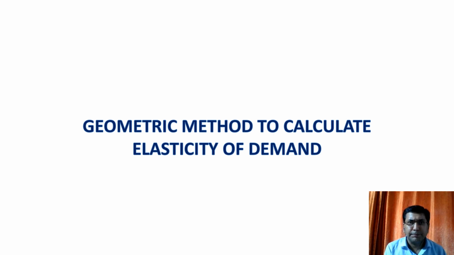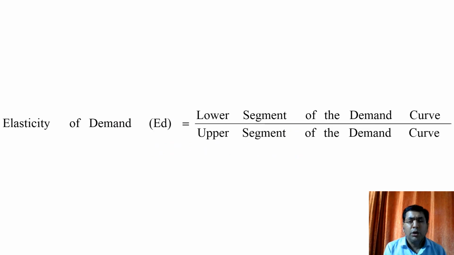But in this method, a demand curve is given on a graph and we have to calculate the elasticity of demand using that demand curve. We will not have the figures related to proportionate change in quantity demanded or proportionate change in price. So the formula used in the geometric method is lower segment of the demand curve upon the upper segment of the demand curve.